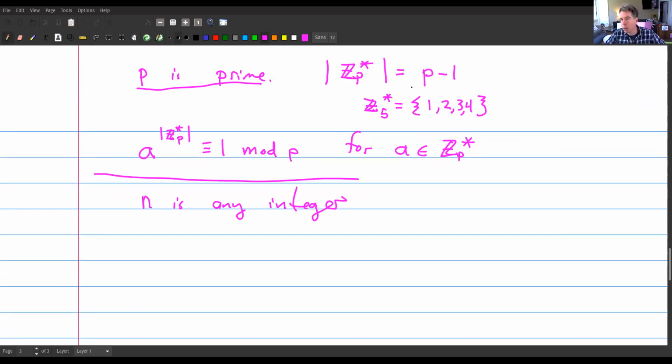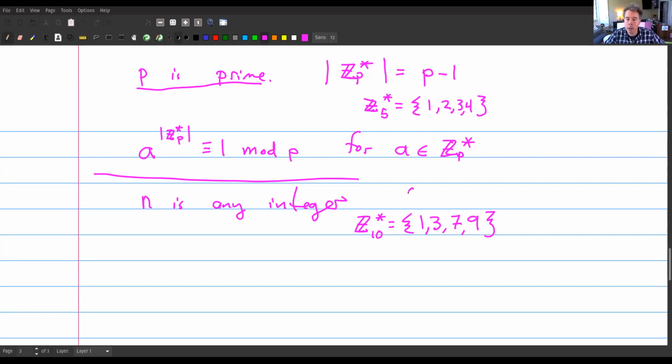So this is ZP star. Let's remind ourselves what Zn star is for n that is not prime. Let's take something that's not prime, like 10. So what is Z10 star? It says all the integers less than 10 that have no factors in common with 10. So 1, 3, 7, 9, and that's it. Okay, everybody agree?